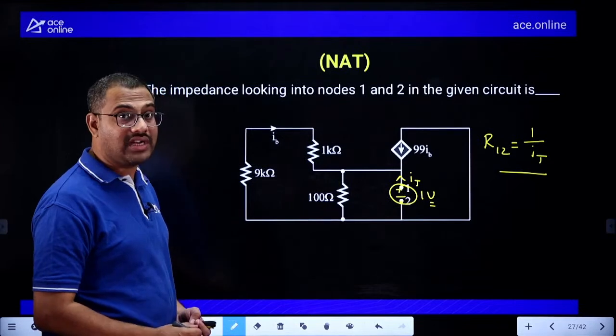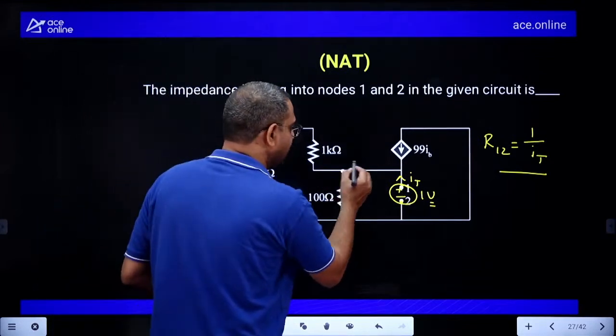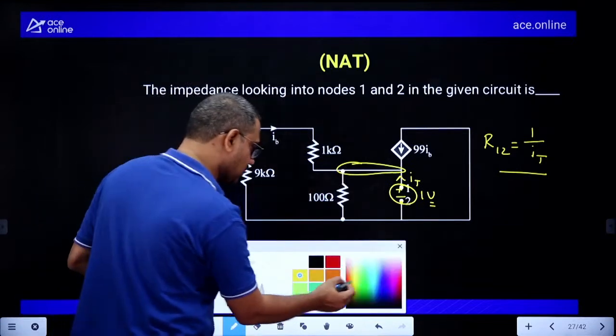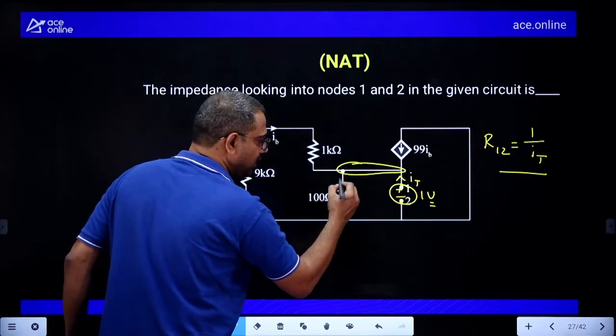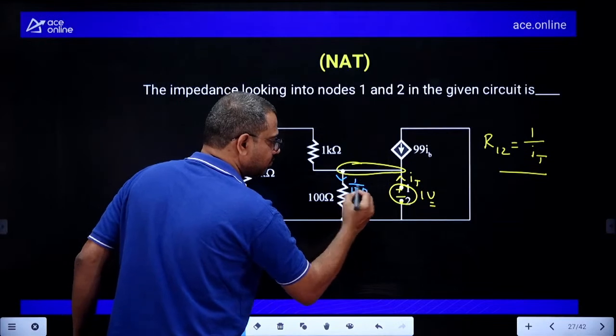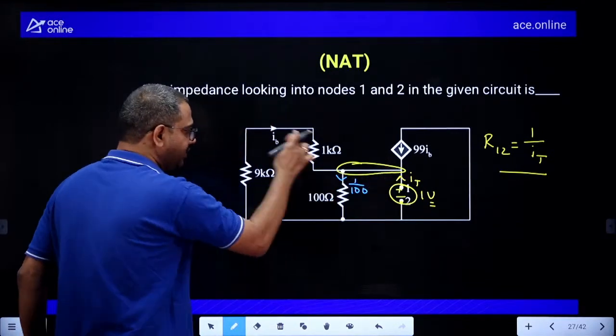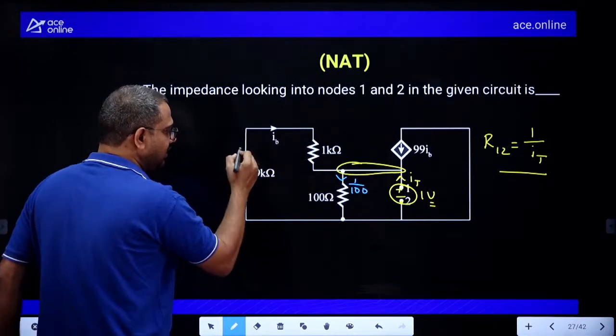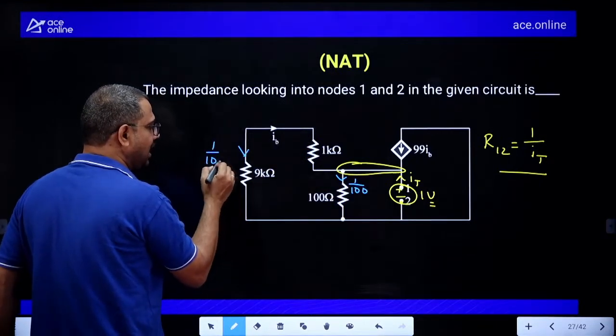Chalo. Now to find I total, I will write a KCL here. But to write a KCL, let us find the remaining currents. Yes, everybody. When 1 volt is given to 100, this is 1 by 100. The same 1 volt is given to 10K. See, this is 1 plus 9, 10K. When 1 volt is given to 10K, this is clearly 1 by 10K amperes.